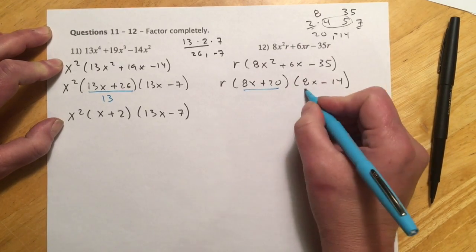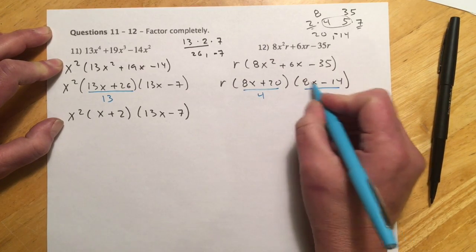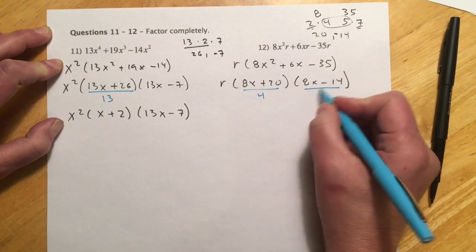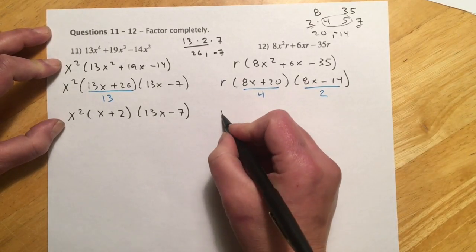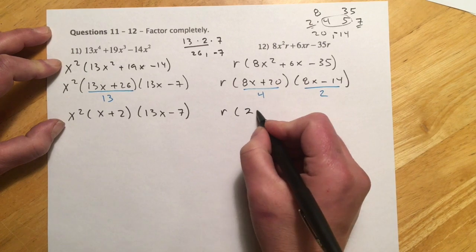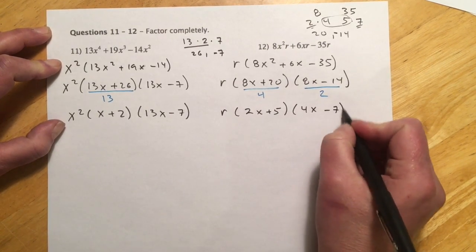And then here, 8 and 20, best I can do is 4, so that means this is going to have to be 2 to get to the 8, and I double check and I go, yep, that is 2 for 14 and 8. So then I'm left with r, 2x plus 5, and 4x minus 7.